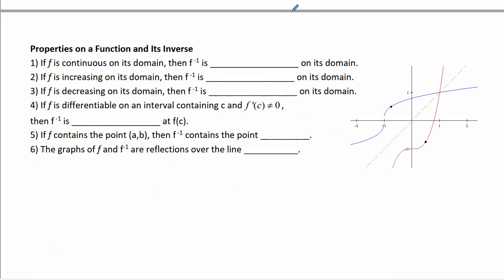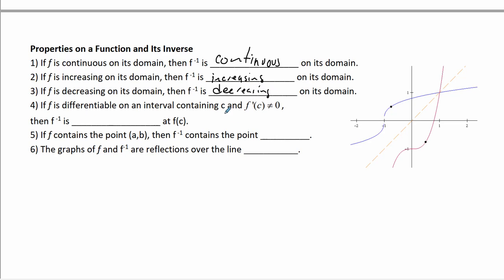Some properties of a function and its inverse. If f is continuous on its domain, then the inverse is also continuous on its domain as well. If f is increasing on its domain, then the inverse is also increasing on its domain. If f is decreasing, therefore f inverse is decreasing.